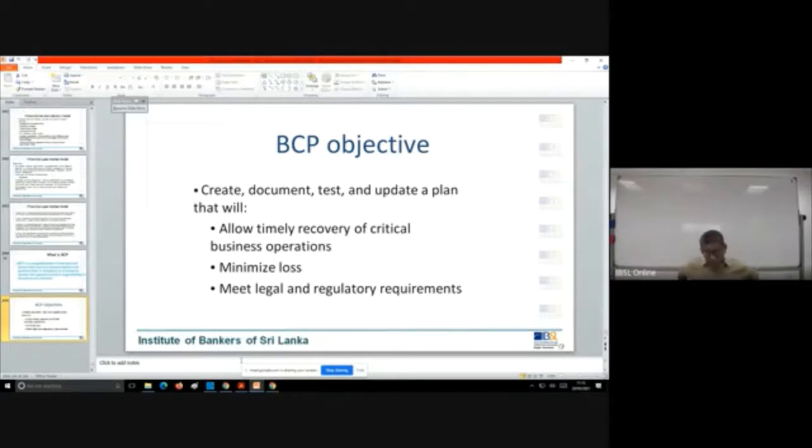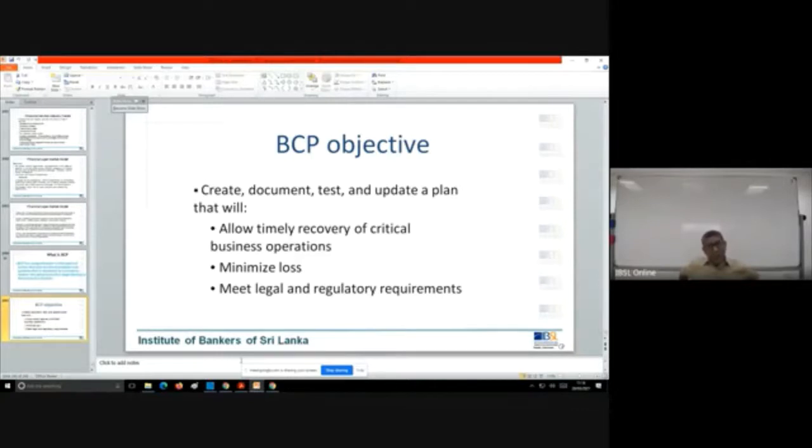And remember, the BCP needs to be tested periodically. The business continuity plan needs to be tested periodically and reviewed, and appropriate action taken if any modification is required. That is what you need to write about BCP.